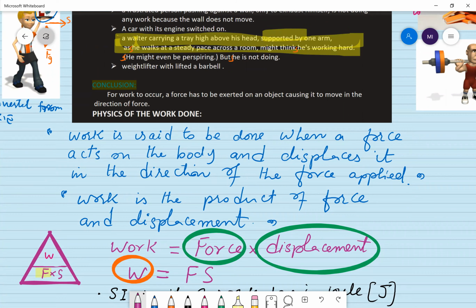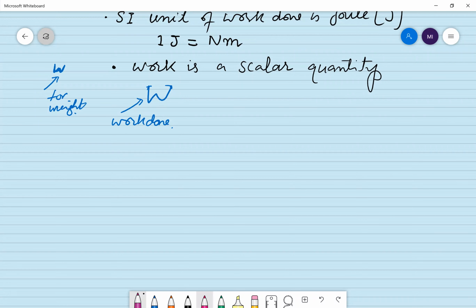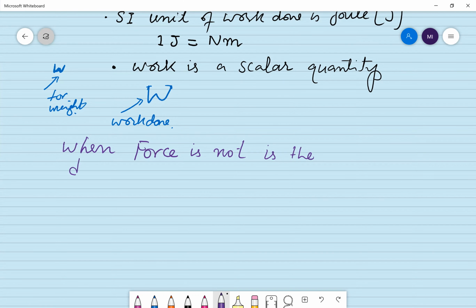Now, in the next lecture, inshallah, I will be explaining how we can calculate the work done when the force is not in the direction of displacement. That will be our next topic: when force is not in the direction of displacement, then how we will find the work done.